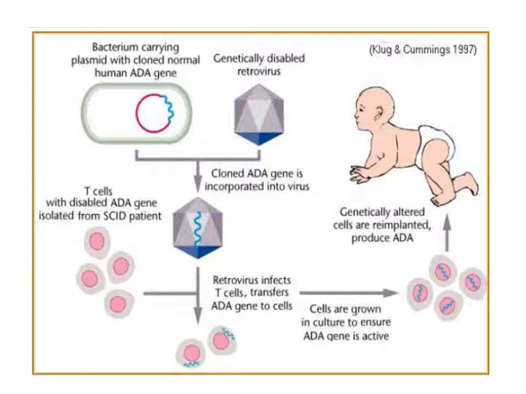For ADA gene therapy, the human ADA gene was cloned in bacterium using a plasmid, and then the gene was introduced into a genetically disabled retrovirus. Then the patient's T cells were isolated and infected with the retrovirus, which transfers the ADA gene to T cells. These cells were selected for the ADA gene and reimplanted in the patient.